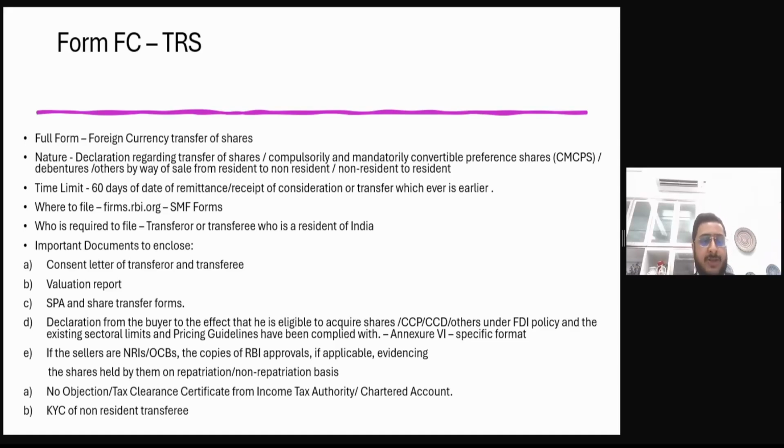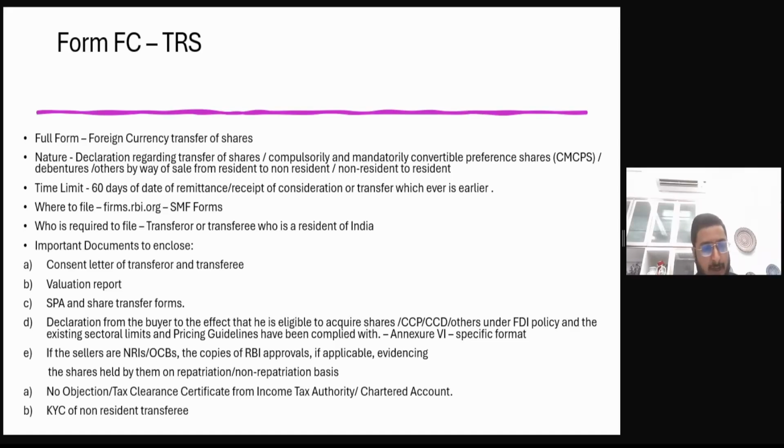And the important documents to be enclosed are the consent letter of the transferor and the consent letter of the transferee, the valuation report, the Form SPA, share transfer forms, and a declaration from the buyer to the effect that he is eligible to acquire these shares. Now, there's a specific Annexure 6. If you go to the FIRMS portal, you will find this Annexure 6. This is a specific format. You can download it from there. And the non-resident has to give the certificate.